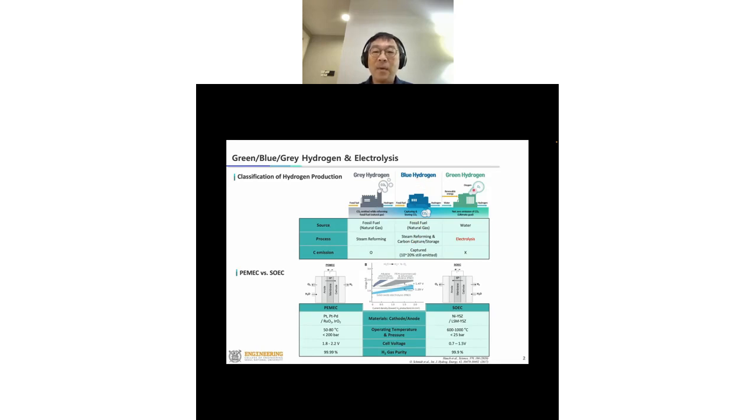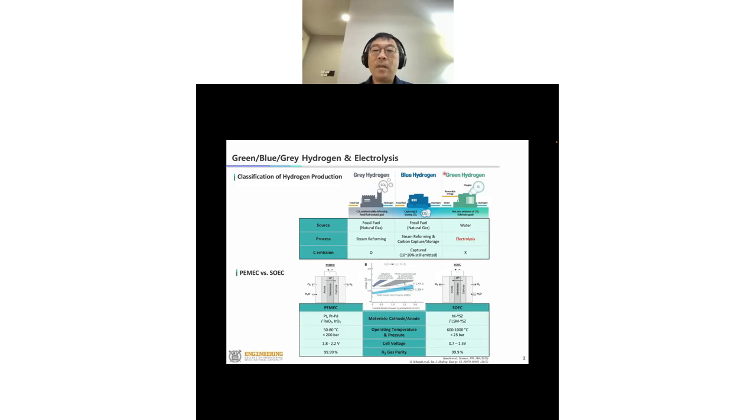The last type of hydrogen is so-called green hydrogen. It does not generate any CO2. The easy way of making green hydrogen is using electricity to disintegrate water into hydrogen and oxygen. So it only produces hydrogen and oxygen. That's green hydrogen. But it requires electricity and water, and it's called electrolysis, a water splitting. And there is no carbon emission.